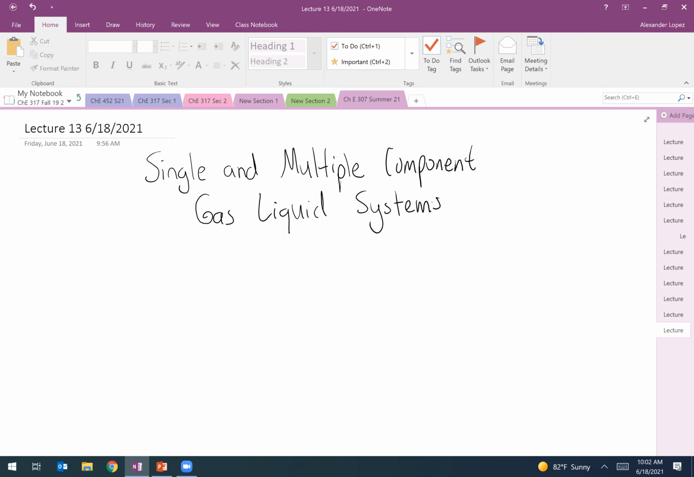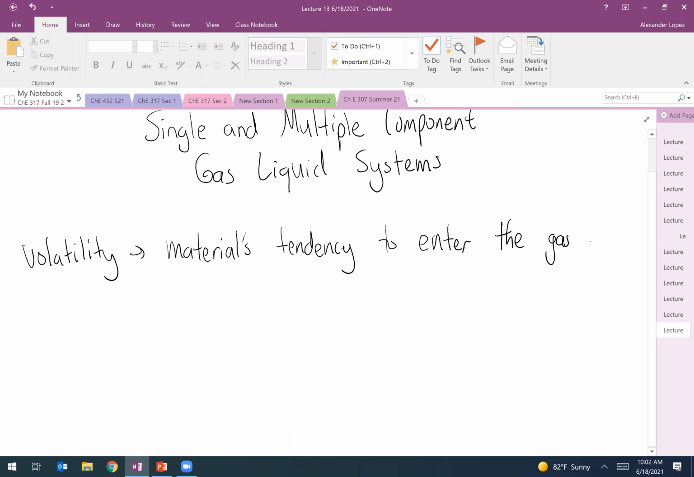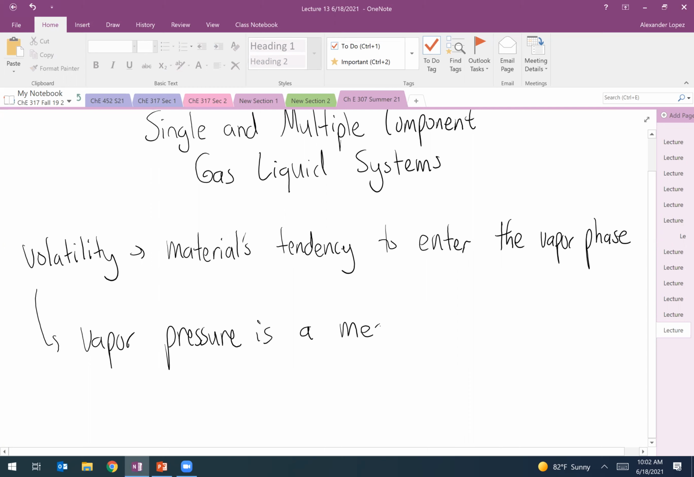Last time we talked about volatility, which was a species or material's tendency to enter the gas phase, or vapor phase, probably more accurate. We measure volatility using vapor pressure, which is very important.